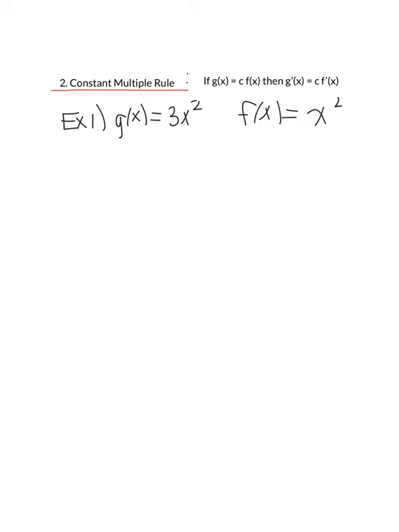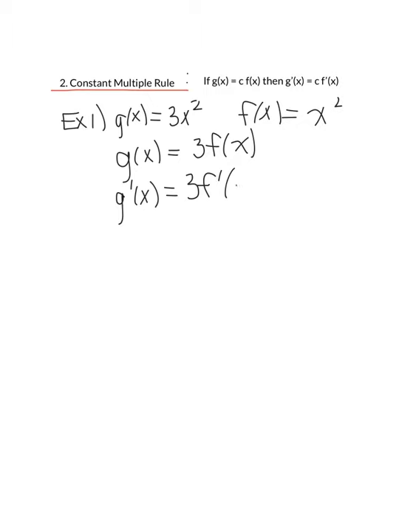In example 1, we have that g of x is equal to 3x squared, and we have that f of x is equal to x squared. What I can see right away is that g of x is really just equal to 3 times f of x. In terms of derivatives, what we can then say is that g prime of x, or the derivative of g of x, is equal to 3 times the derivative of f of x, or f prime of x.